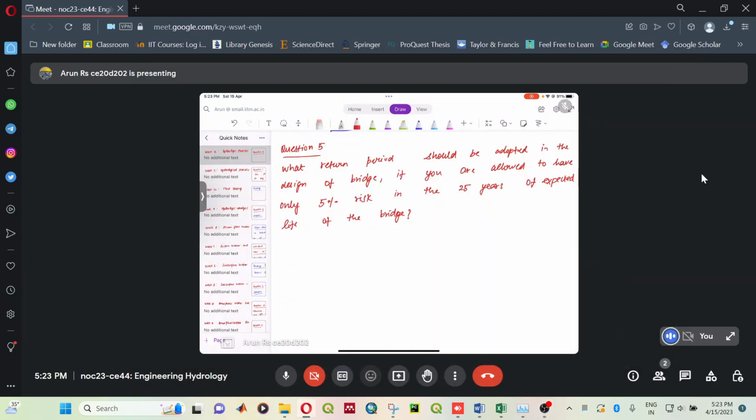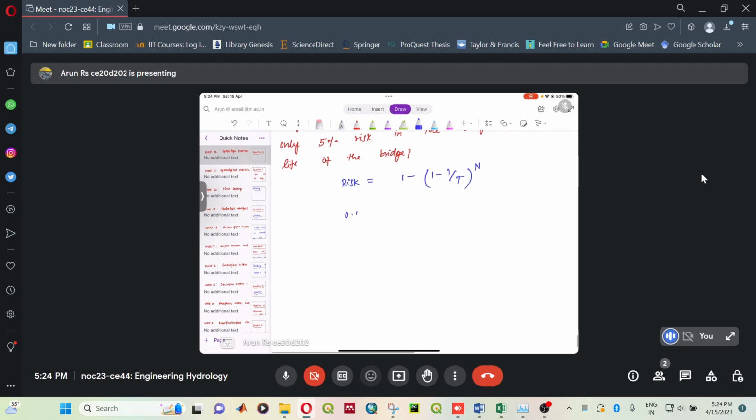So the next question is related to the estimation of return period. In this question, what return period should be adopted in the design of the bridge if you are allowed to have only 5% risk in the 25 years of the expected life of the bridge. So we already know the formula for risk. Risk is equal to 1 minus 1 by T to the power of n. So risk is given as 5%, which is 0.05. 25 is the design life of the structure.